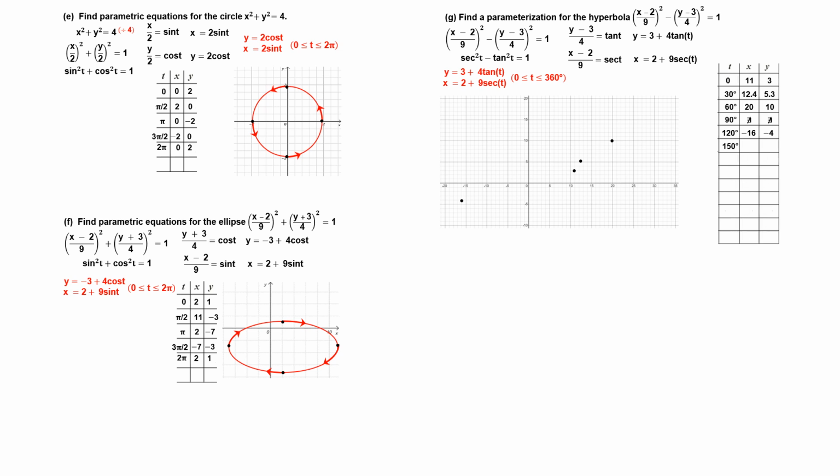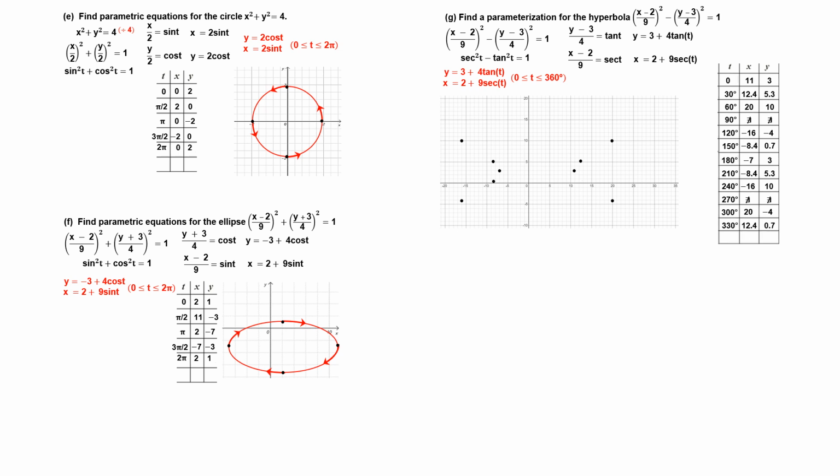Wherever cosine is 0, the tangent function and secant function are undefined. The value of tangent of t is not defined at odd multiples of 90 degrees. That is, the tangent of t is not defined for t equals 90 degrees and 270 degrees.